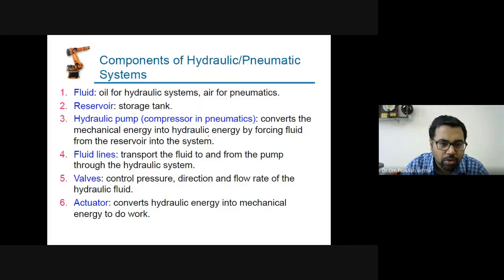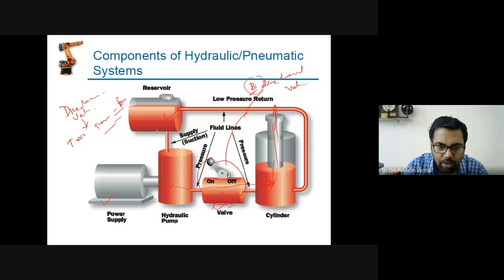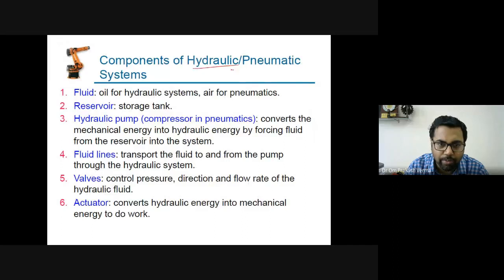Right? So you can see here, these are the different items contained in the hydraulic and pneumatic system. First is the fluid. Generally we use oil for the hydraulic system and air for the pneumatic system, as you know. Okay. The reservoir is simply a storage tank. The hydraulic pump is the counterpart of the compressor in pneumatics. Here we are using the hydraulic pump; in the pneumatic system, we use compression. We have already seen that, right? And in the hydraulic system, we are using the pump.